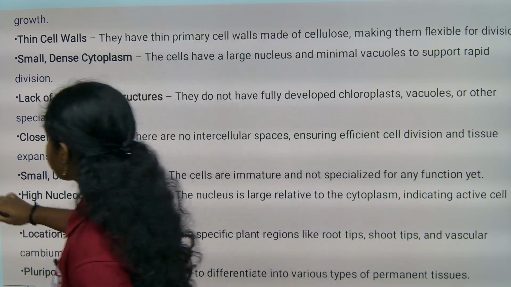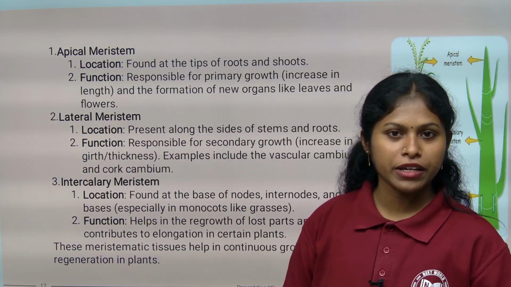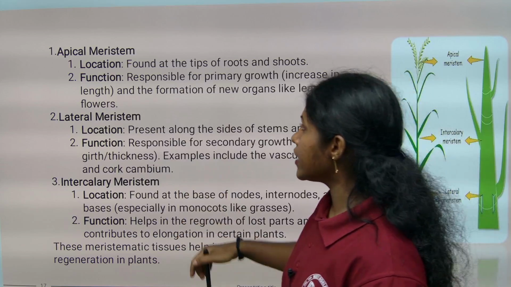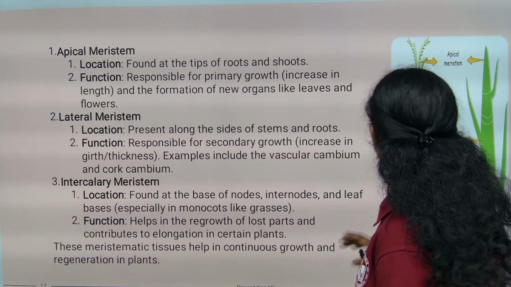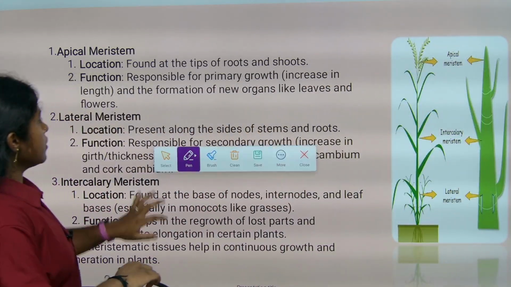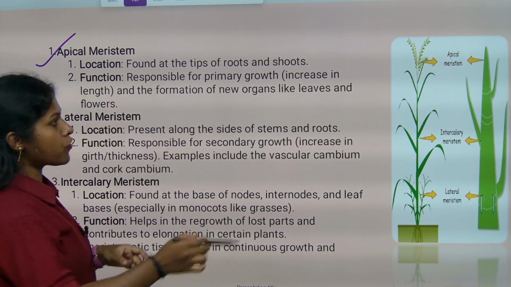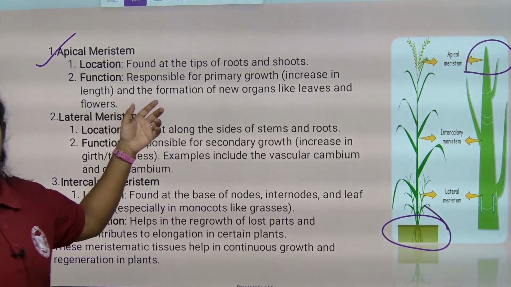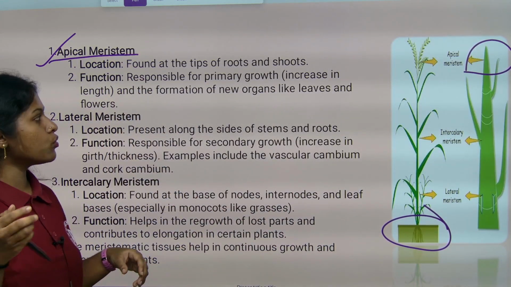So here, see children, there are three types of meristematic tissues. What are they? Apical meristem, lateral meristem and intercalary meristem. So here is the location. What is the location of the apical meristem? Found at the tips of roots and shoots of the plant. So apical meristem is found at the tips of roots and shoots.